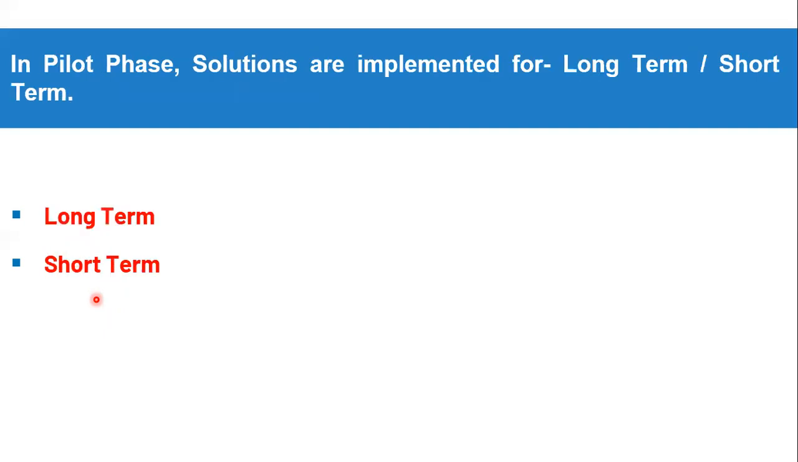In pilot phase, solutions are implemented for long-term or short-term basis, and the answer is short-term basis. Now here, of course, we have to select the green one. Short-term basis, not long-term basis. So on a short-term basis or experimental basis or pilot basis, we're going to implement the solutions with higher solution priority indexes to check whether those solutions are actually giving some results or not, or in other words, whether those solutions are actually improving the performance of a given problem or not.